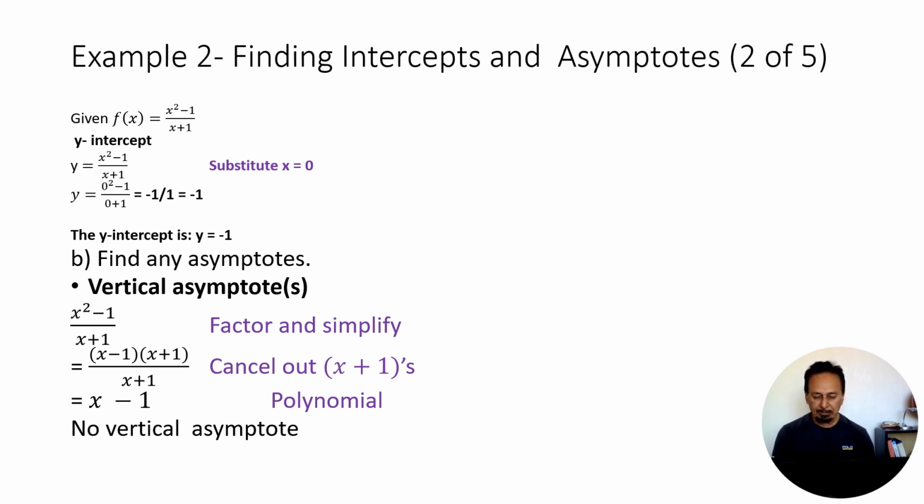Part B. Find any asymptotes. Let's first try the vertical asymptote. Let's look at the function and first simplify. To simplify, we factor x squared minus 1 into x minus 1 times x plus 1, divided by x plus 1. You can see the x plus 1 cancels out, and you get x minus 1. Now it's a polynomial, and a polynomial function has no vertical asymptote. So this rational function does not have a vertical asymptote.